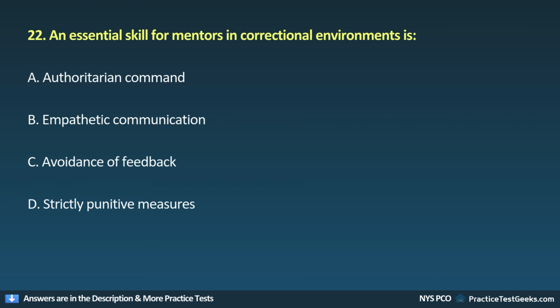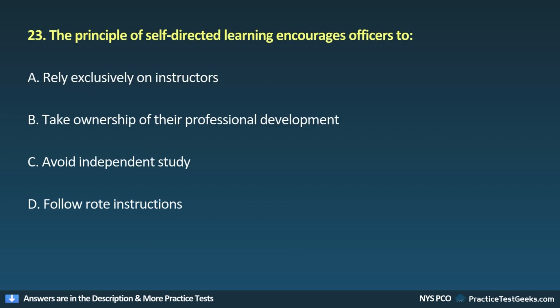22. An essential skill for mentors in correctional environments is: A. Authoritarian command. B. Empathetic communication. C. Avoidance of feedback. D. Strictly punitive measures.